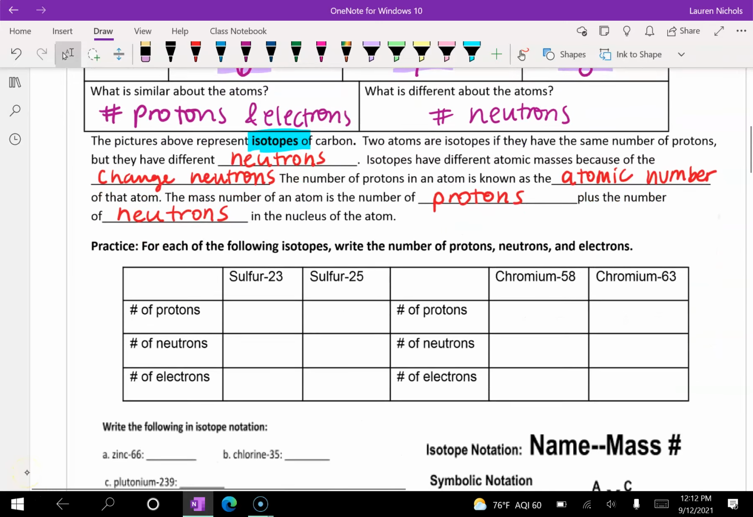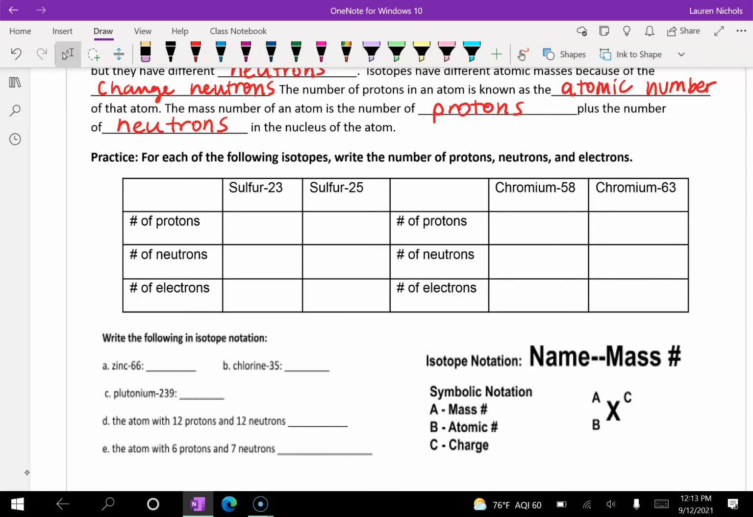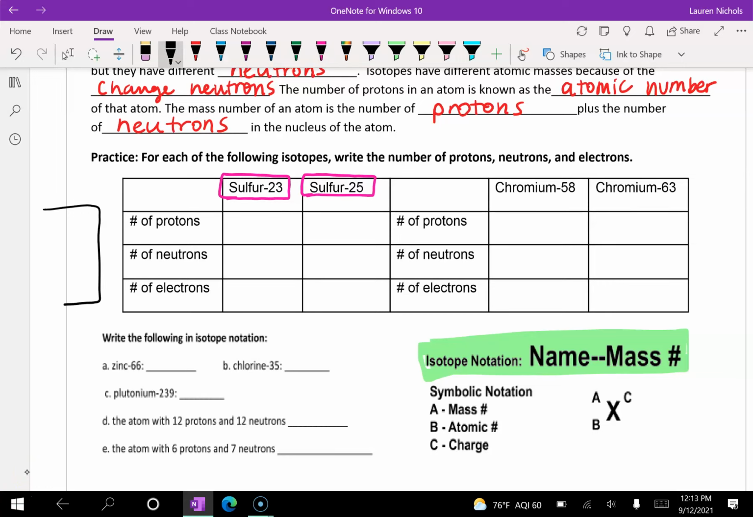And so with isotopes, there is something called isotope notation. Now my page looks a little bit different than the notes that you have. Somehow they got edited. But isotope notation looks like this, where you have the name of the element, hyphen, the mass number. So we see here sulfur-23 and sulfur-25. So if we use our periodic table, we can determine the number of protons, neutrons, and electrons that each of these have. Sulfur, if you look at your periodic table, is S. It's number 16 and has an average atomic mass of 32.06.